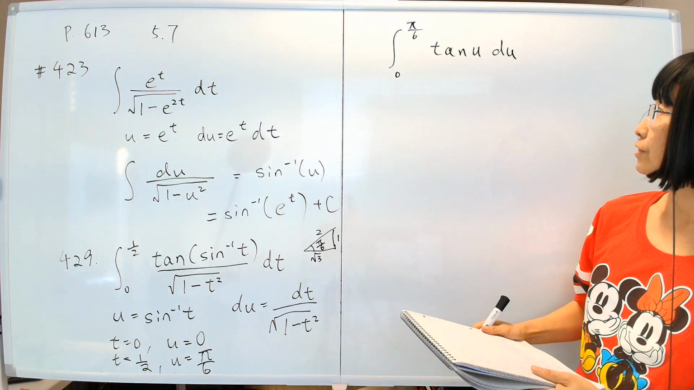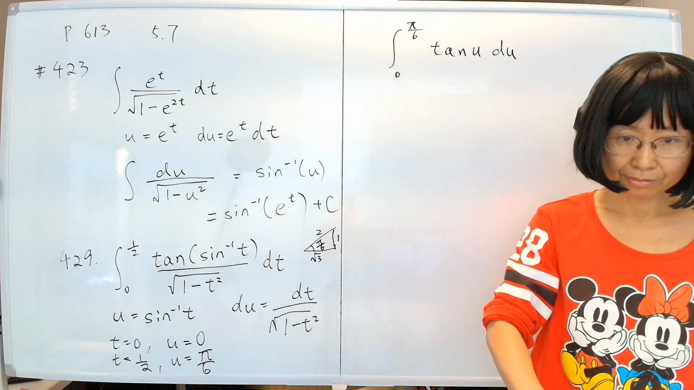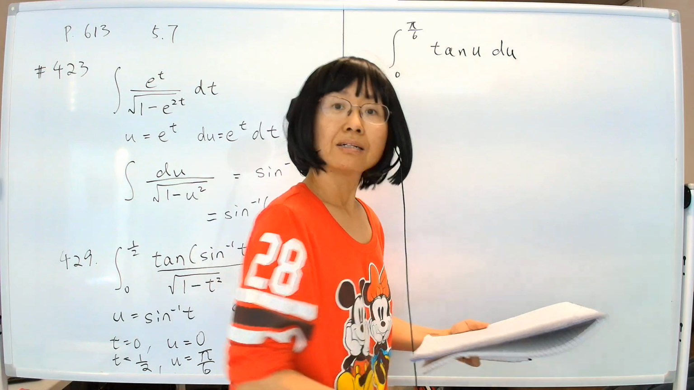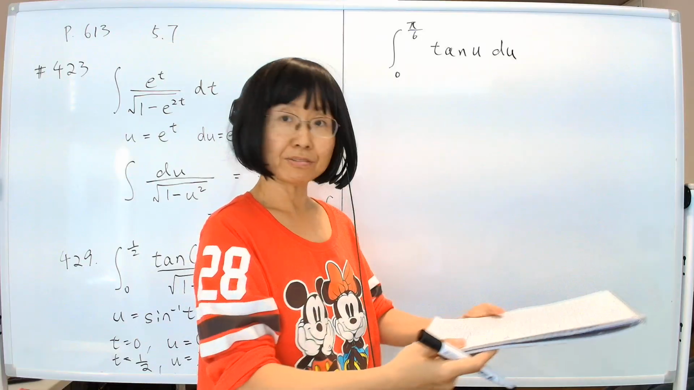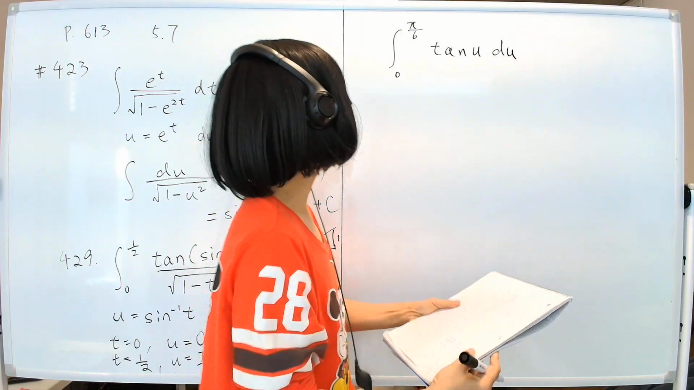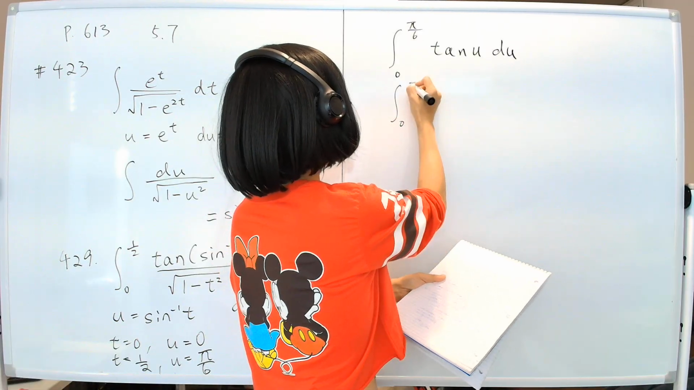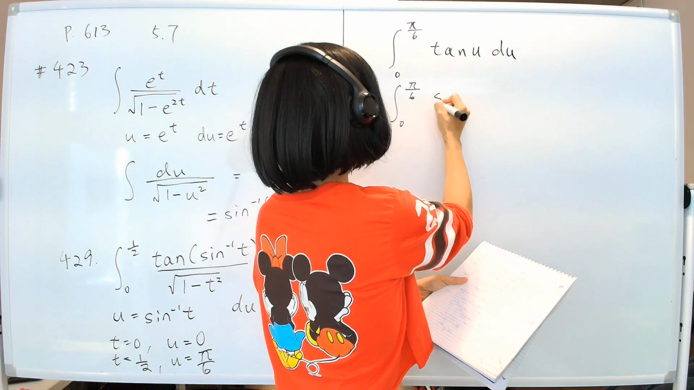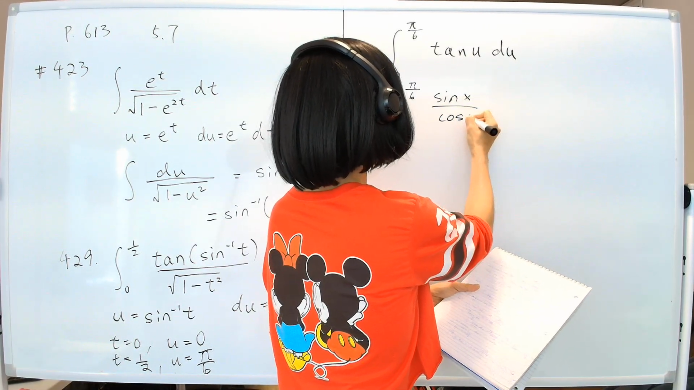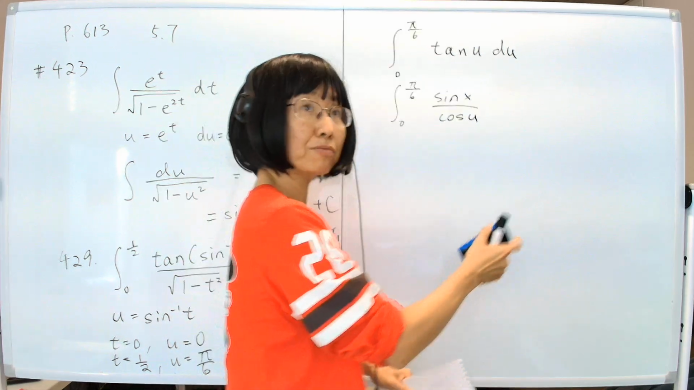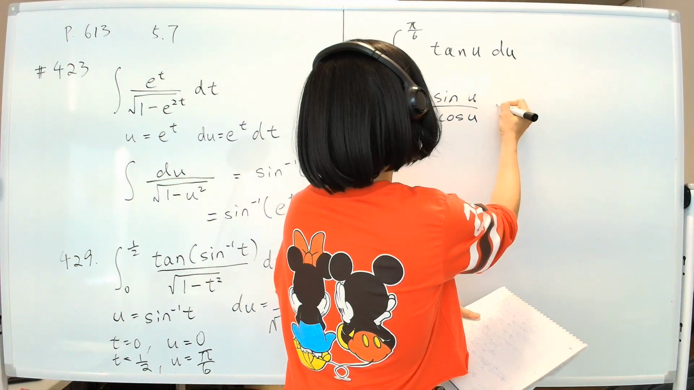Okay, what is the derivative of tangent? Now, the integral of tangent is not that obvious, so we have to figure it out. So here's what we're going to do. We'll rewrite it as the integral from 0 to pi over 6. Tangent is sine over cosine. Sine x over cosine x. Sorry, not x, u. We're doing u. It doesn't matter what you do, x, u, they're all the same. So we will do u and du.